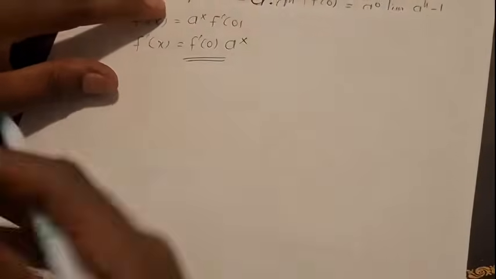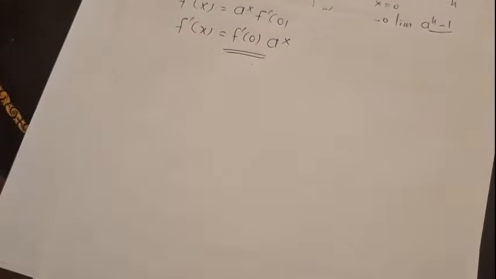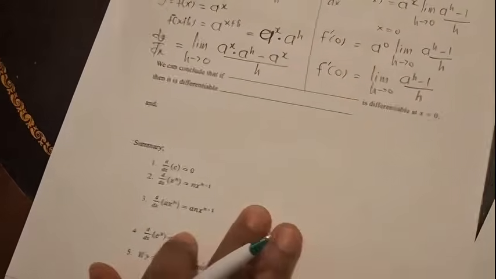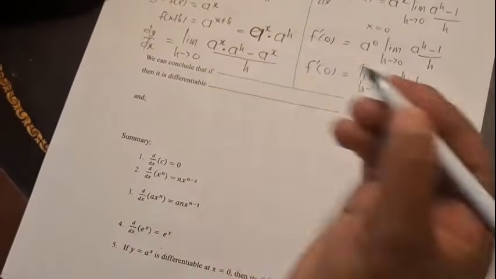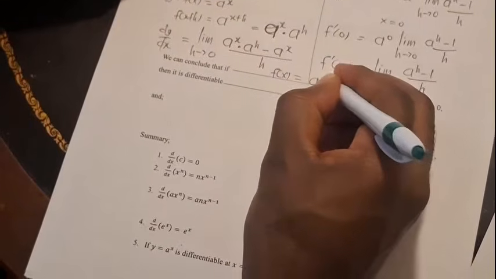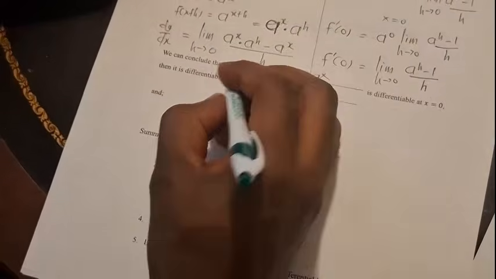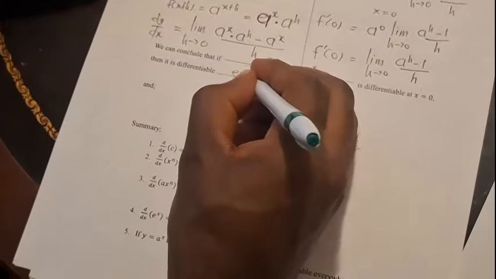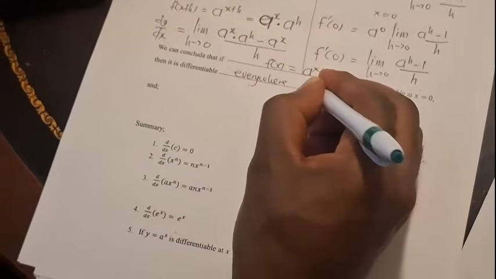Then we'll use a method or an approach which we'll be looking at later on in this course to find the derivative of such functions. So we can conclude that if the function f of x is equal to a exponent x is differentiable at x is equal to 0, then it is differentiable everywhere in its domain.